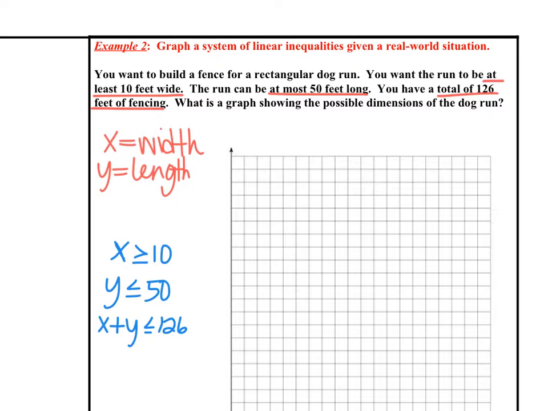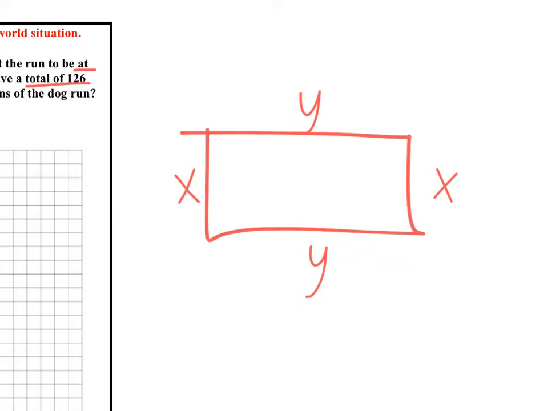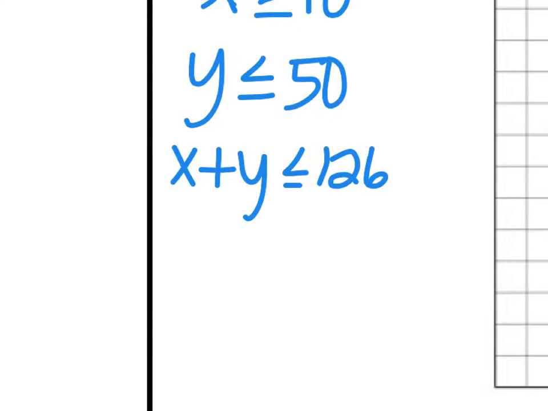Hold on a second. Fencing goes all the way around the outside, right? How many widths do you have in a fence? 2. And how many lengths? So it's actually 2x plus 2y. You're close. It's not just width plus length, it's 2 widths plus 2 lengths has to be less than or equal to 126. So add in some 2's.